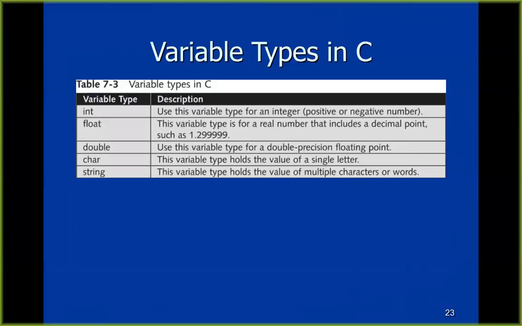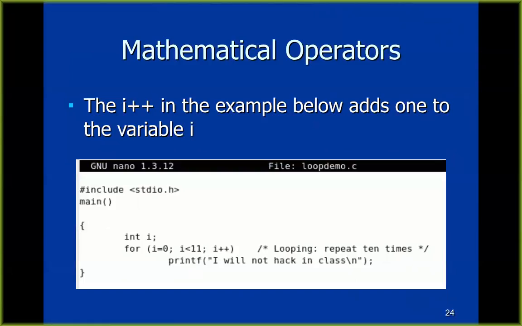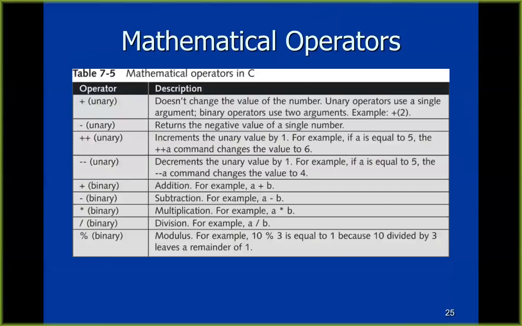There are a lot of variable types. There's integers, floating points, double precision, characters, strings, logical variables, lots of different kinds of variables. Plus plus here adds something to a number, so that's the loop that does 11 times instead of 10. And you've got a lot of math operators. You can do everything. You've got modular arithmetic and division and multiplication and binary math, and every kind of mathematical operation is available to you.